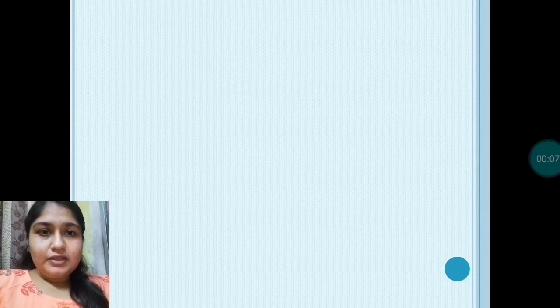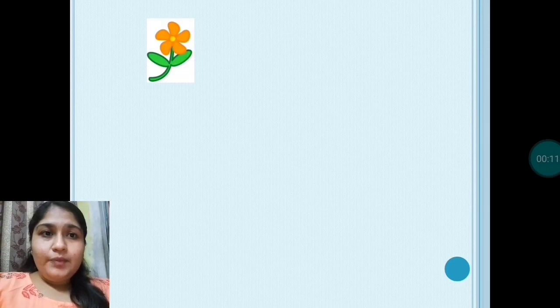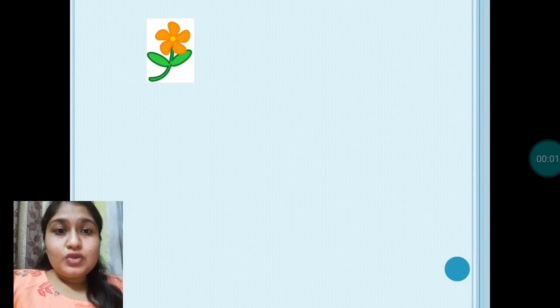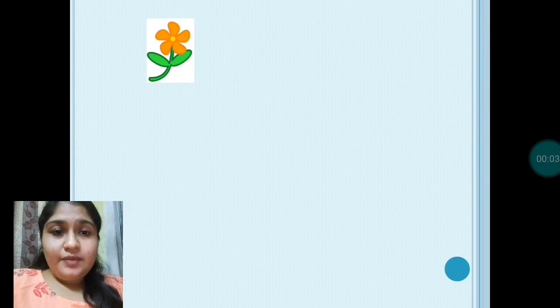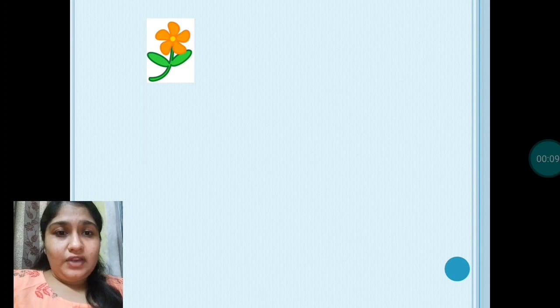Okay. So students, on the screen you can see an object, right? It is a living object, right? This is the picture of a flower. As you can see, this is a picture of a flower. So we have to count these flowers.